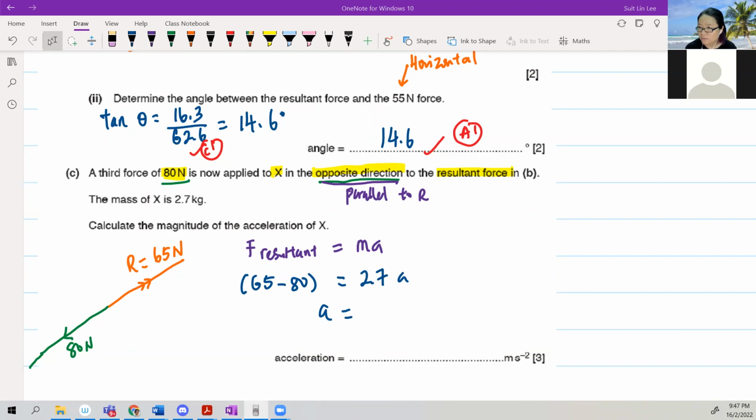So 65 minus 80 is negative 15. 15 divided by 2.7 will give you 5.5, 5.6 meter per second square.